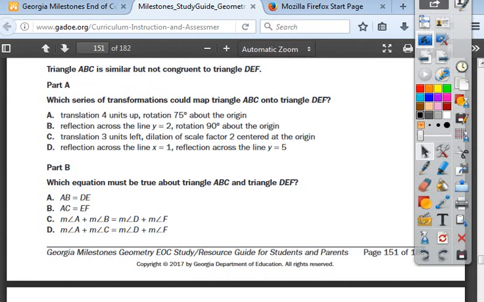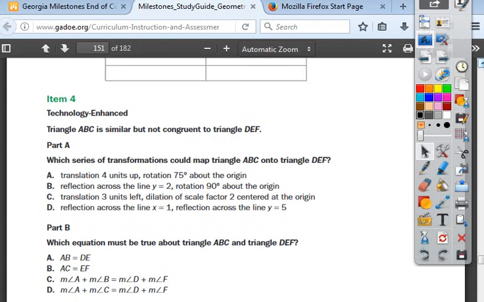On the transformation stuff, you should have some kind of figure to look at on that.